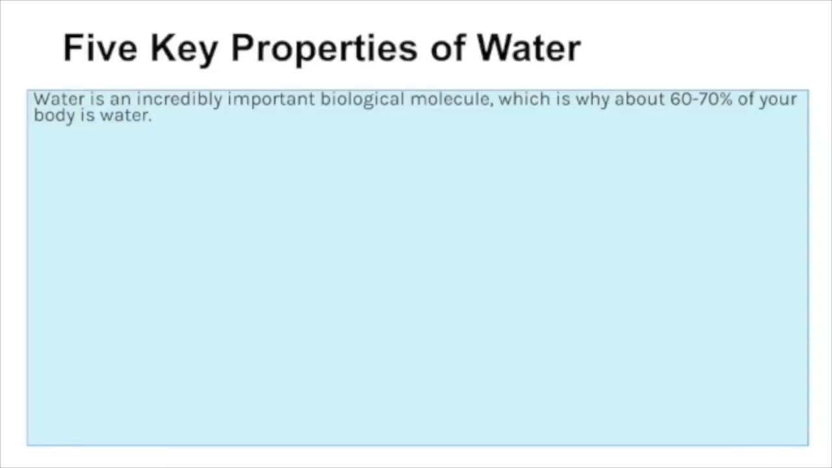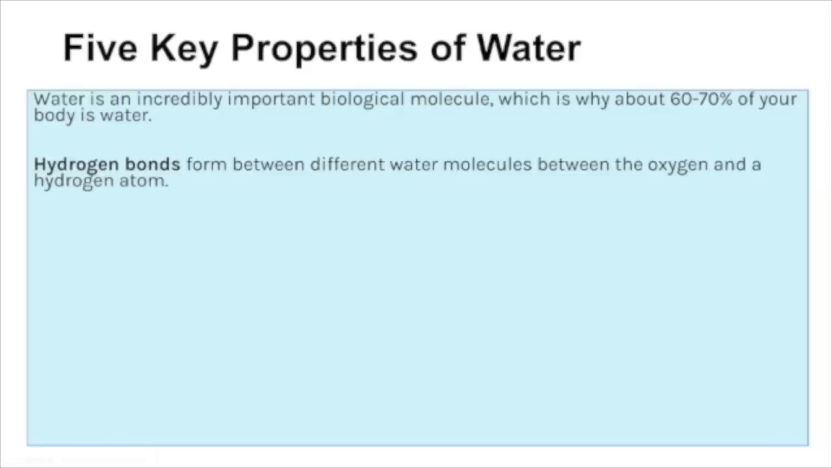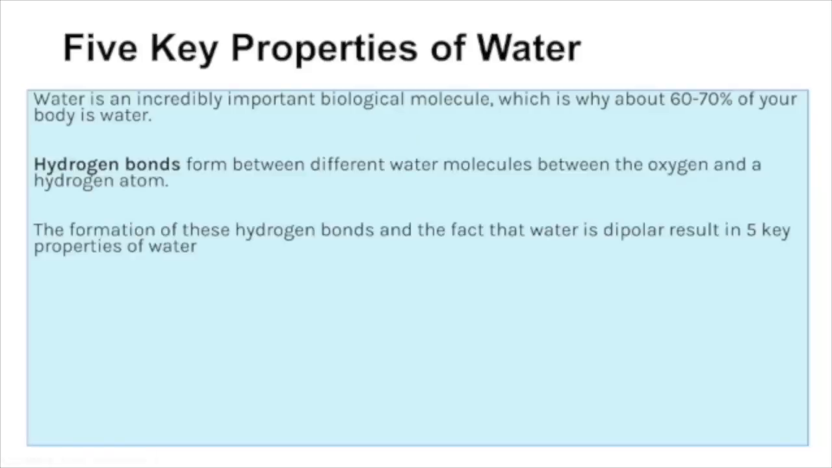The next biological molecule is water, and water has 5 key properties that you need to know about. Now, water is very, very important because it makes up about 60 to 70% of your body. And the reason it's so important links to these properties.